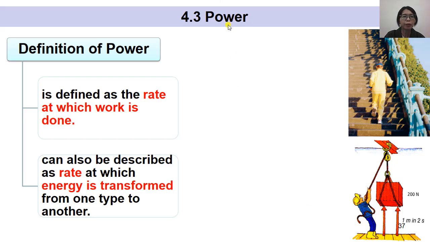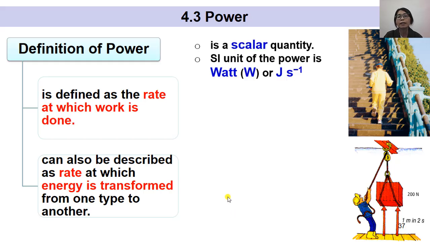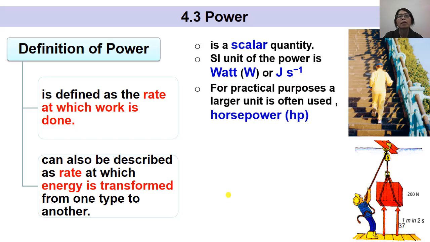Then 4.3, power. What is power? Power is defined as the rate at which work is done, or we can also describe it as the rate at which energy is transformed from one type to another type. So power is a scalar quantity. The SI unit of power is watt or joule per second. For practical purposes, sometimes we are going to use a larger unit, which is horsepower, HP, whereby 1 HP is equal to 746 watts.